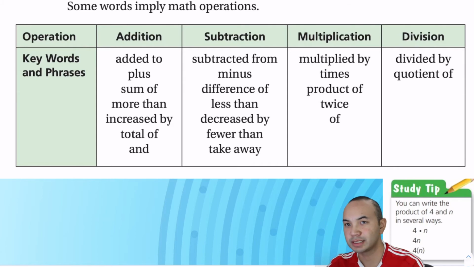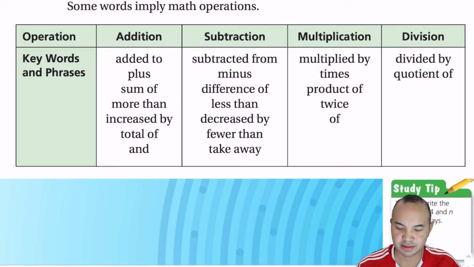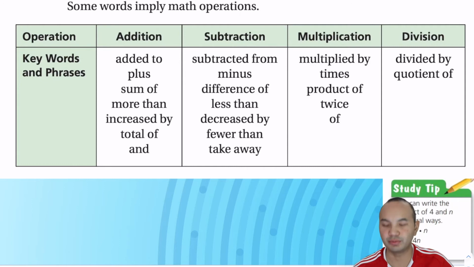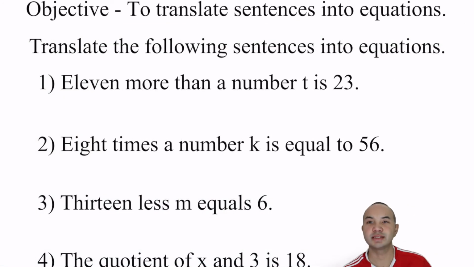There's also the word less, which means kind of the opposite of less than, but we're not going to use that for these assignments here. Multiplication: by, times, multiply by, product of, twice of. And then division, there's not that many: divided by or quotient of. Okay, and then just in the corner here, you can write the product of 4 and n in multiple ways: 4 and a dot n, like a big dot, make sure it doesn't look like a decimal point or a period; 4n; or 4 and then n in parentheses, or 4 in parentheses as well.